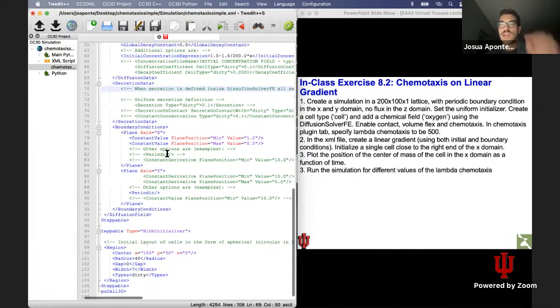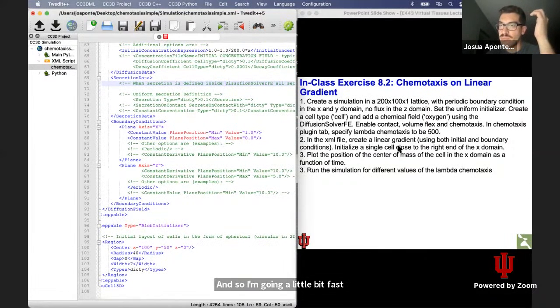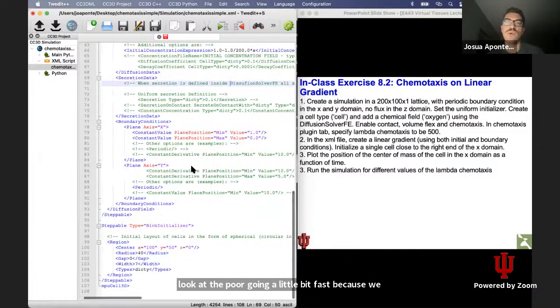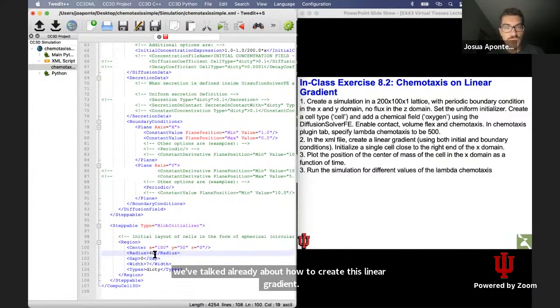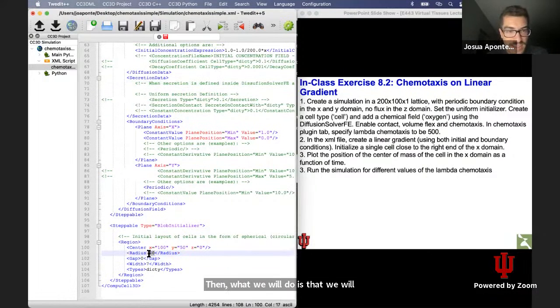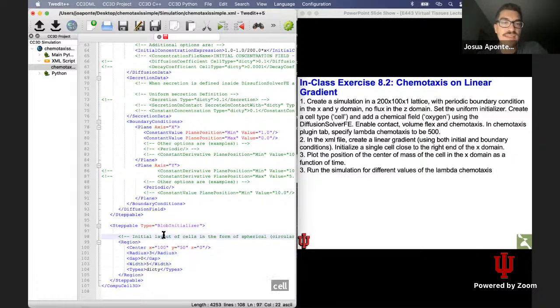I'm sorry, I'm going a little bit fast. Let me look at the poll. I'm going a little bit fast because we've talked already about how to create these linear gradients. Then what we will do is create a single cell in the center of the X domain and the Y domain.